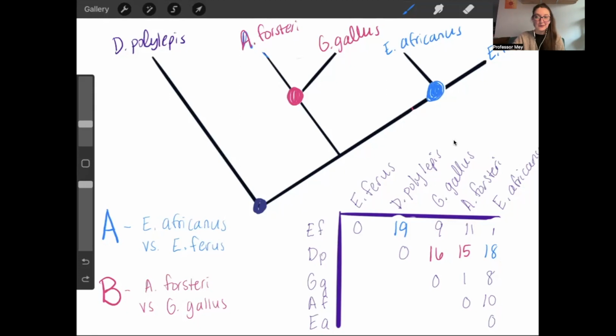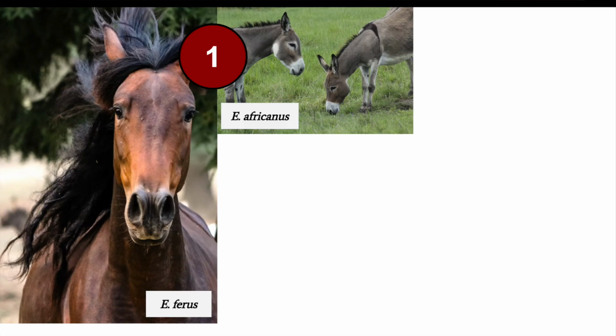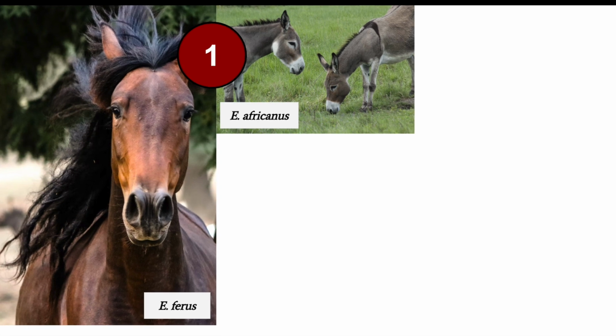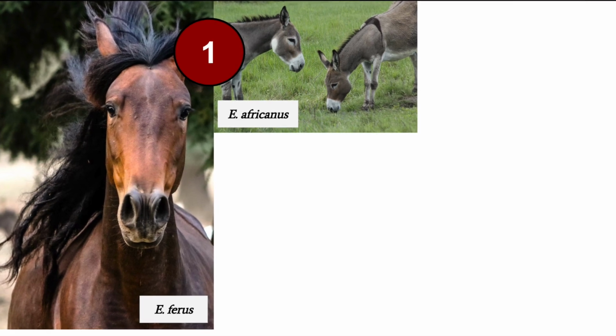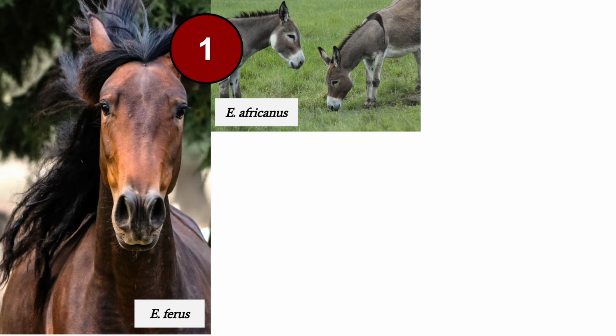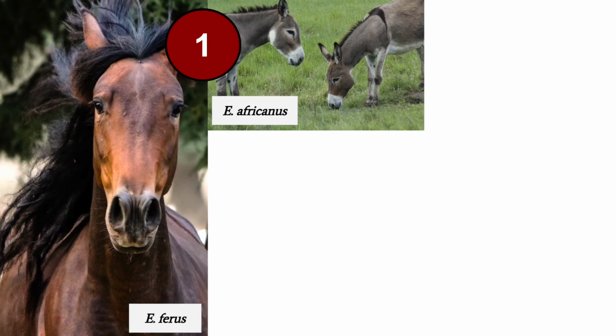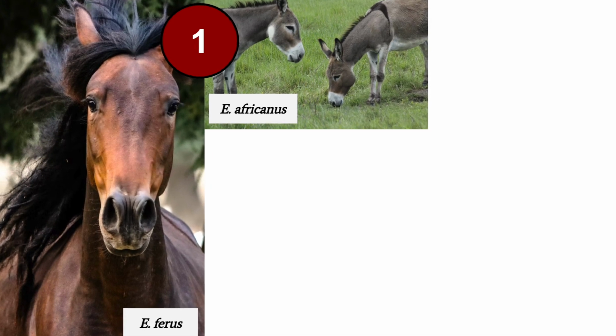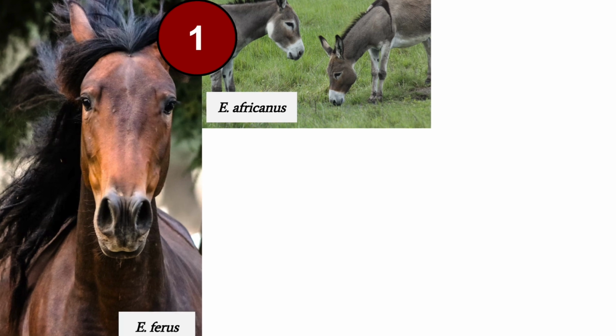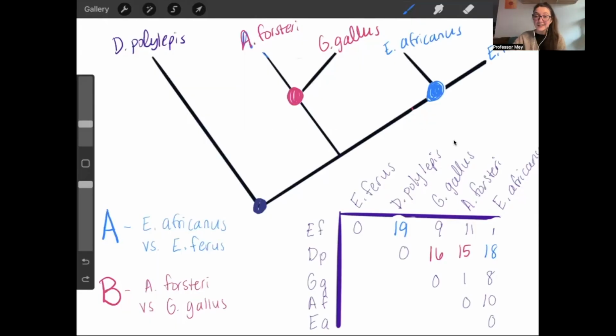Well, let's start with the most distal part of the tree, the most recent, which was your E. africanus and your E. ferus. Okay, so these two had one amino acid difference from each other. Now, this makes sense when you're looking at a wild horse versus a donkey, essentially. It makes sense morphologically.